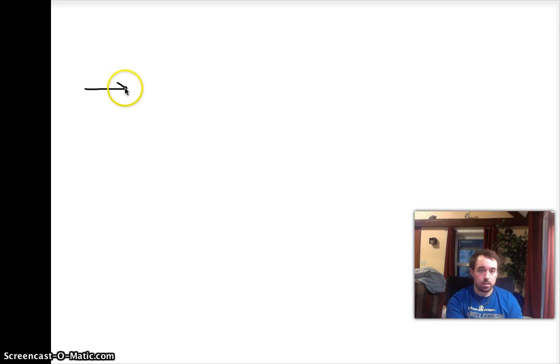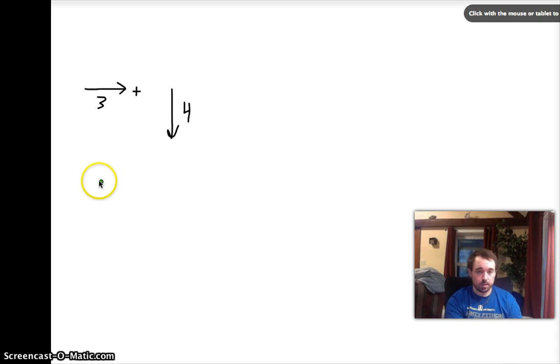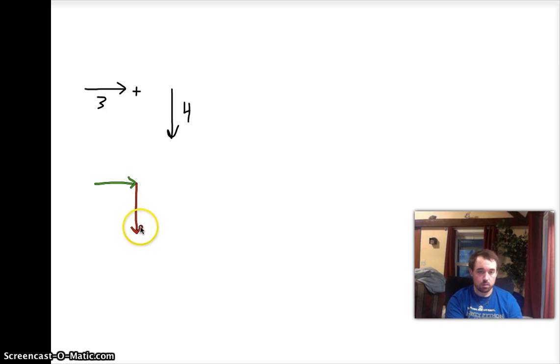So let's say we had a vector of 3 and we wanted to add it with a vector of 4. Well, again, tip to tail. So there's our 3. Then we want to start right at the tip of our 3 vector, go down with our 4 vector. So our resultant starts at the tail of 3 and goes all the way down to the tip of our second or final vector. So 3 plus 4, well, if you notice, this is a triangle, and in fact, it's a right triangle. So we have to use the Pythagorean theorem.